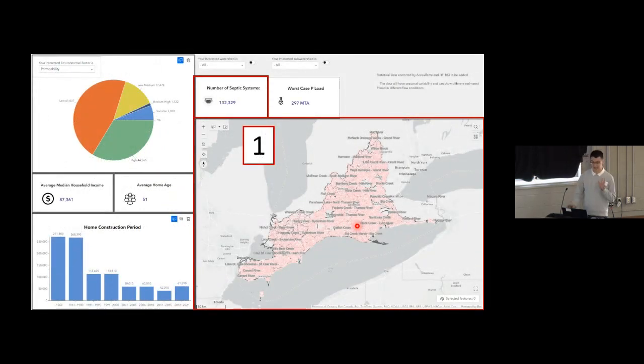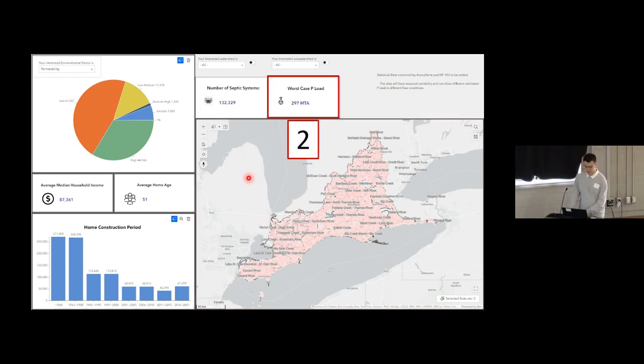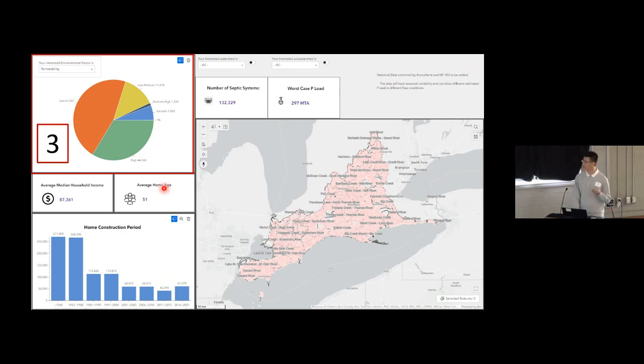I made some screenshots of the tools. First here is the map of all the septic systems, and here is the total number of septic systems on the map. Then we have a worst case phosphorus load calculated. The worst case is we assume no attenuation is happening for the phosphorus load, but in actuality there is attenuation. That's why we need an advanced statistical model to have a better refined phosphorus estimate. We can also show the environmental factors, for example the permeability, but we can also change to the tile drainage area.